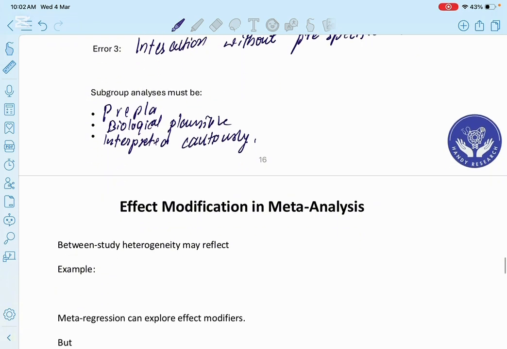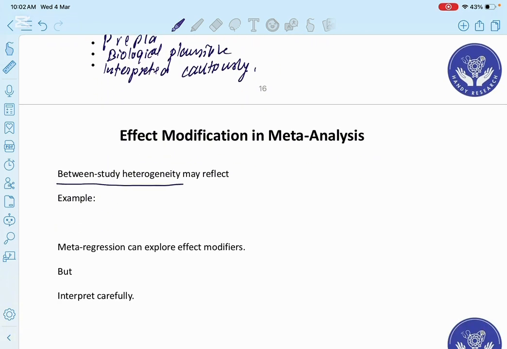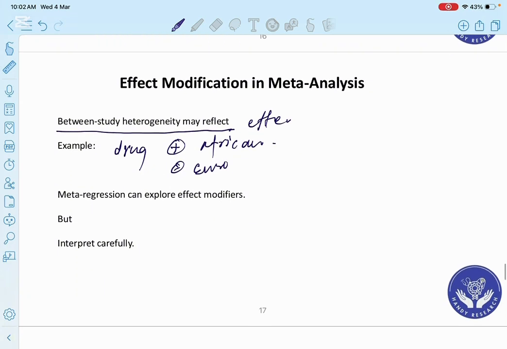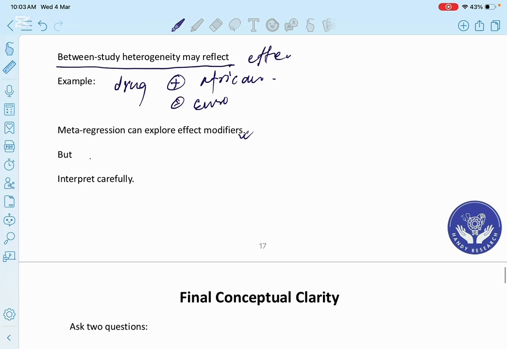Now, effect modification in meta-analysis. Do you know between-study heterogeneity may reflect effect modification? For example, suppose a drug works better in Africans than Europeans. Meta-regression can explore the effect modifiers. Again, I will explain this in detail in a later lecture, but ecological bias risks exist. That is why we have to interpret it carefully.